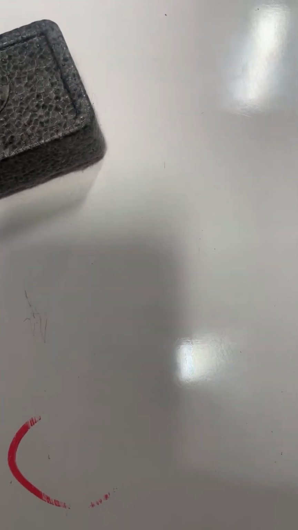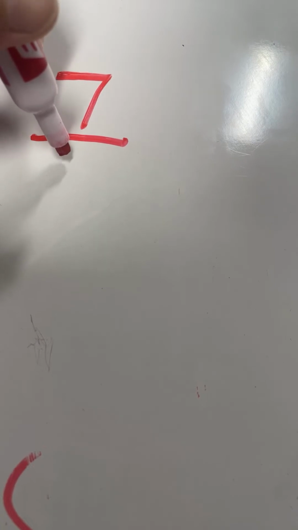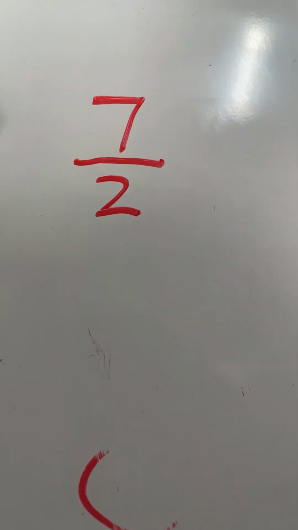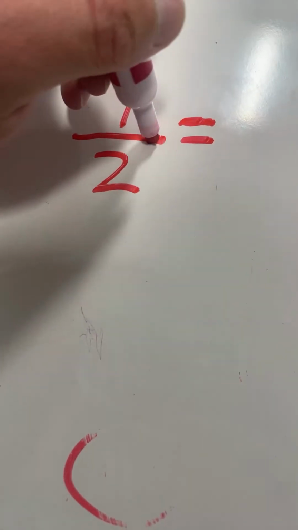Next example. 7/2, or 7 halves. We have to convert that into a mixed number.